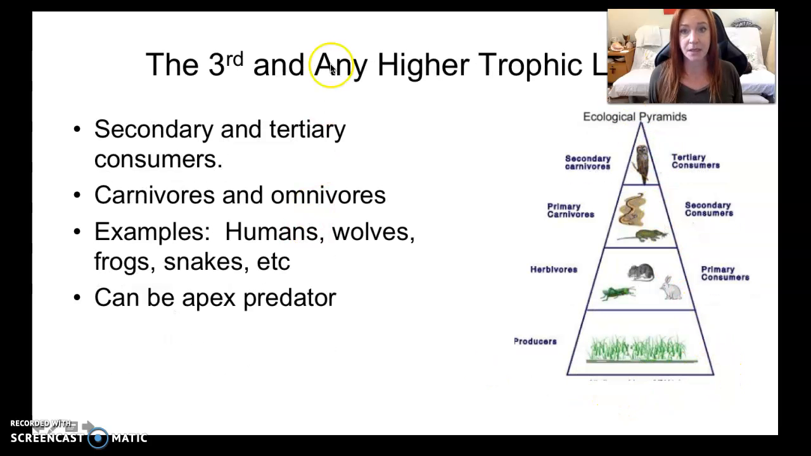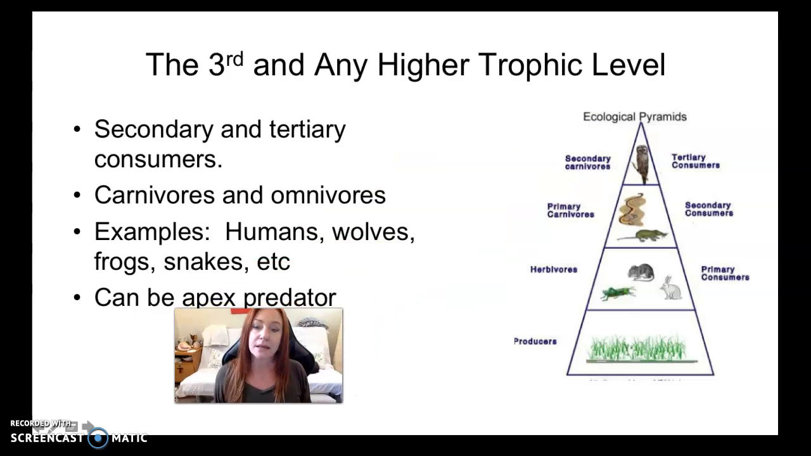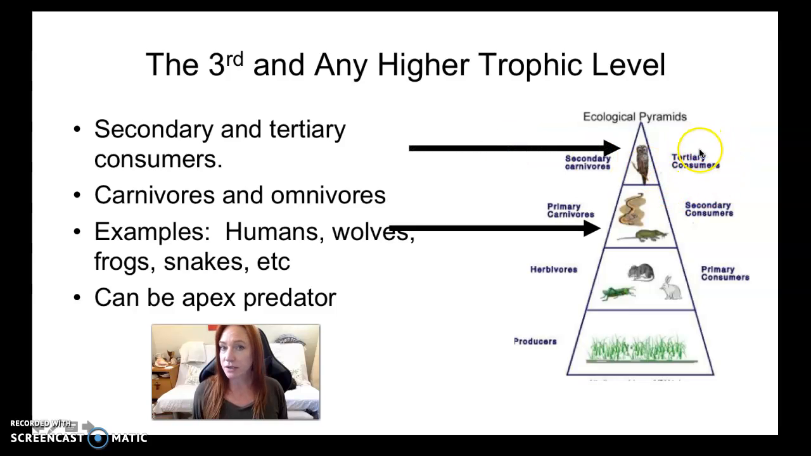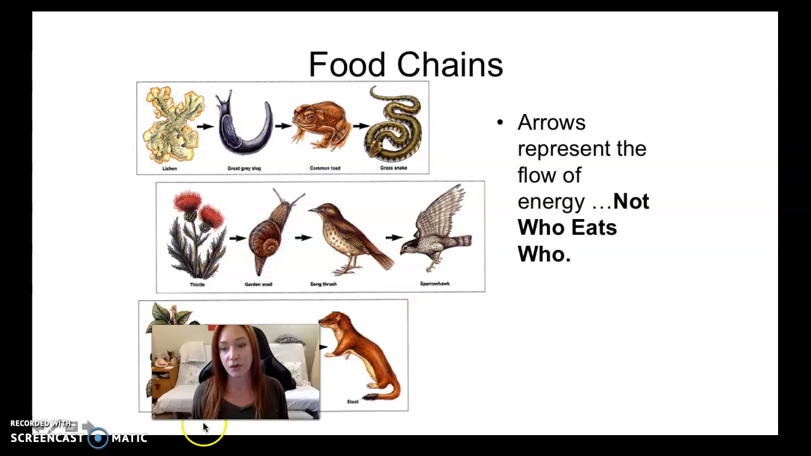Okay. The third and higher trophic levels, those are all of the carnivores and omnivores and apex predators in an ecological energy or trophic pyramid. So they fall in the secondary consumer level and tertiary consumer level. Sometimes you'll see quaternary energy levels or consumers, and those are just fancy words for second, third, and fourth.